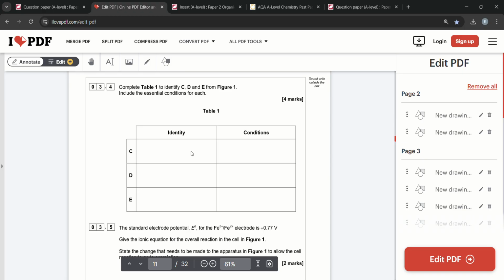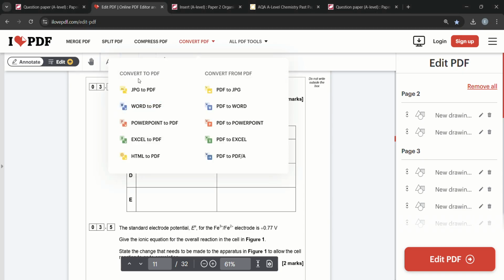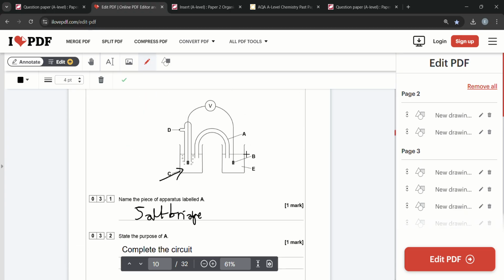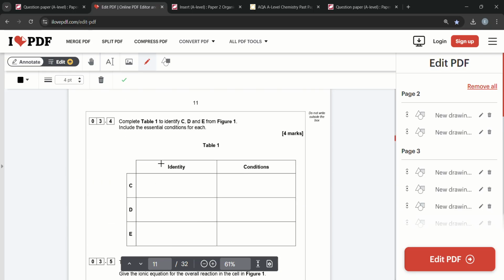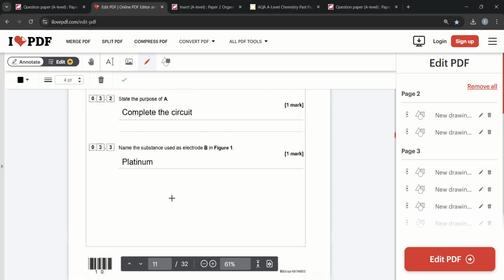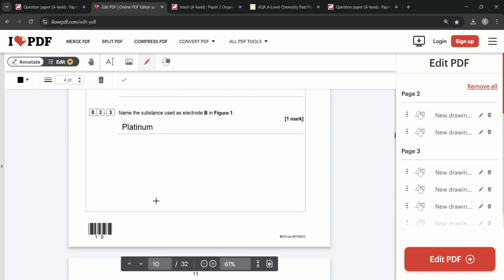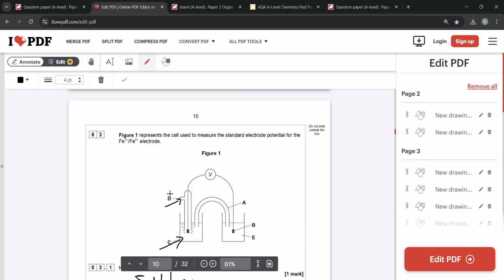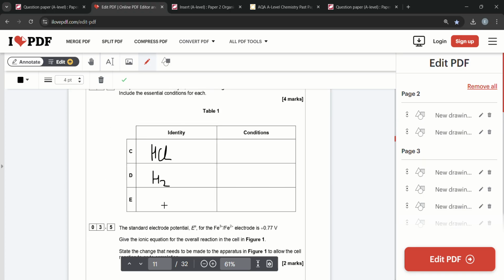So the conditions should be pretty straightforward, but identifying C, D, and E. Well, C, you can clearly see here. D is what we put in here, and E is what we're getting out. C is HCl. D is obviously going to be, because we get bubbles, the H2, hydrogen. And E is going to be FeCl2, because the Cl minus ion bonds to it, so FeCl2 and FeCl3, because we've got a 3 plus ion and a 2 plus ion.